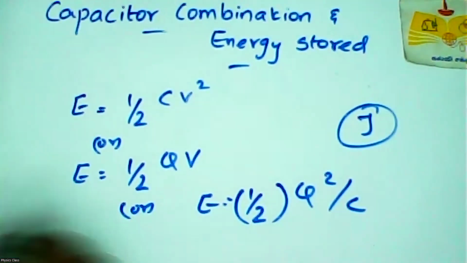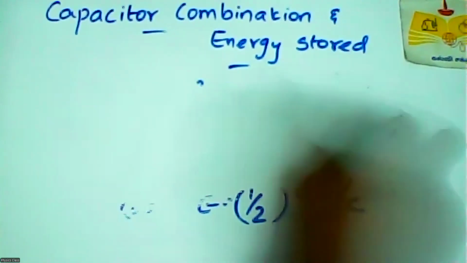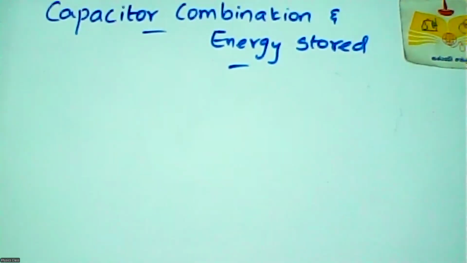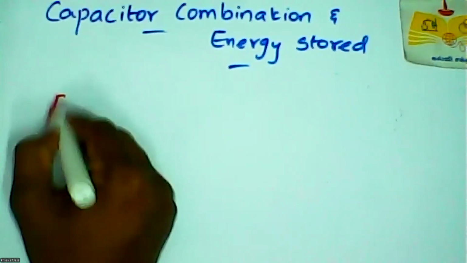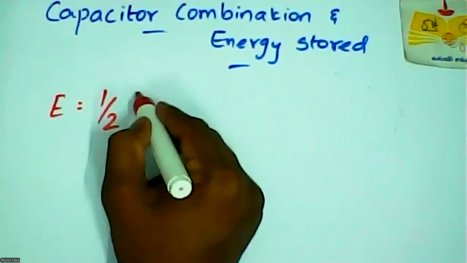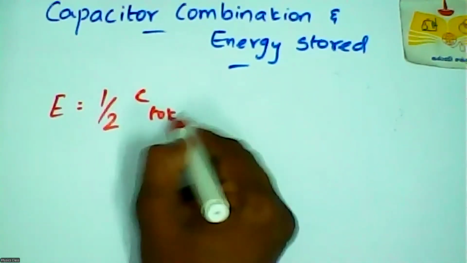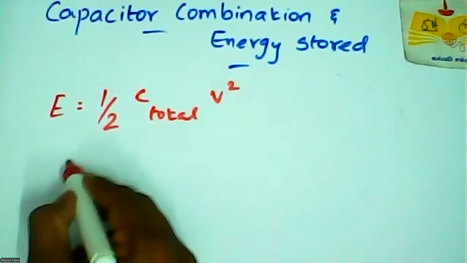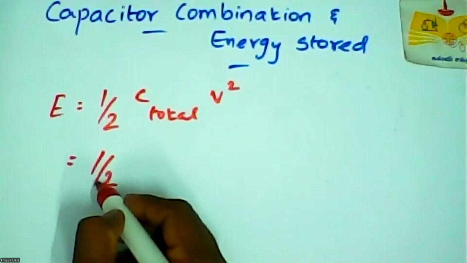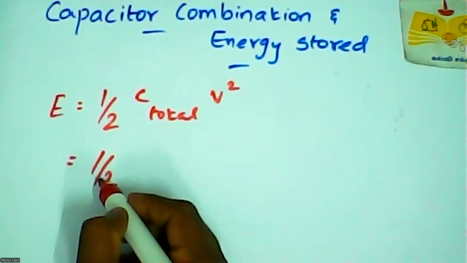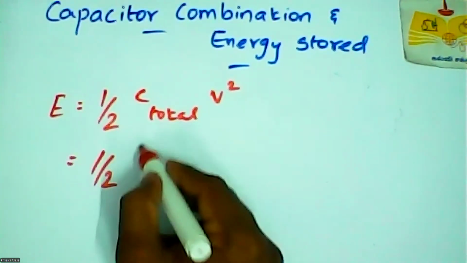So in series connection, E is 1 by 2 C total V square. In series connection, the value of C total is 0.5 farad.